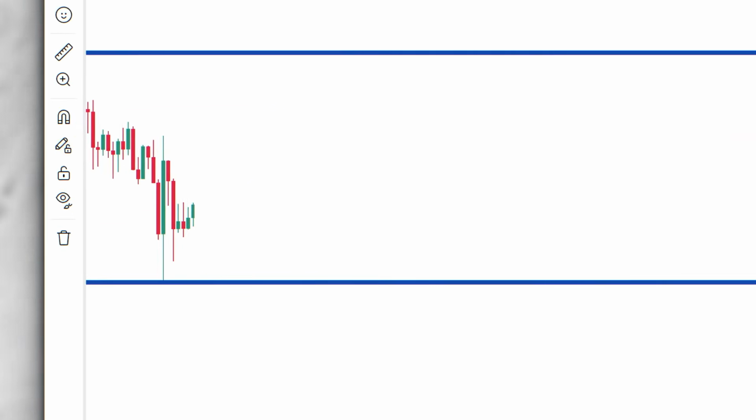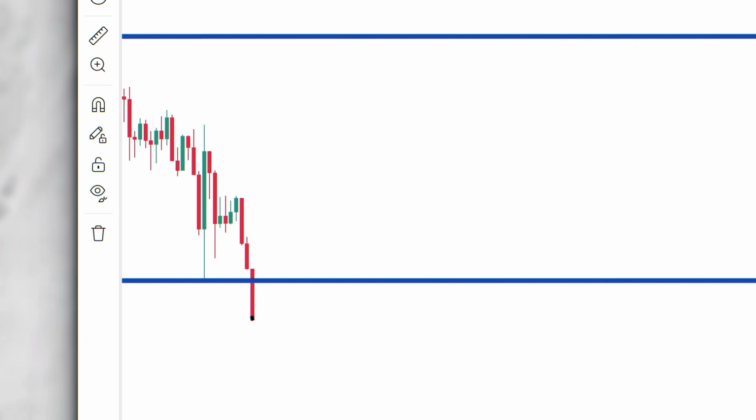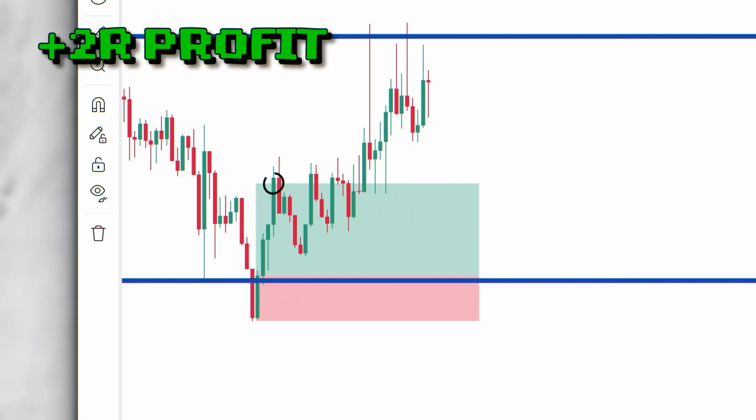Here we can see that price immediately breaks below the lower boundary of the trading range and then returns back inside on the next candle. We enter a long position as usual. Stop loss is placed below the lows. Take profit is set at 2 times the stop loss distance. And as you can see, price reaches the take profit.